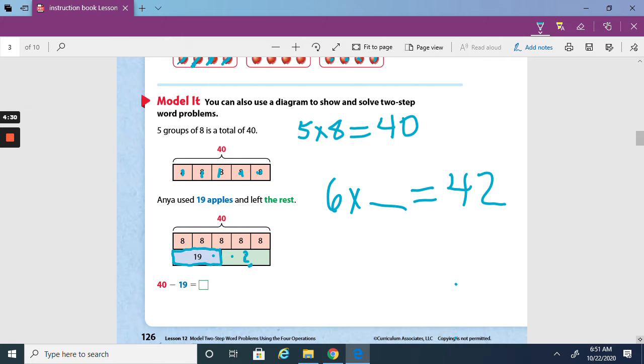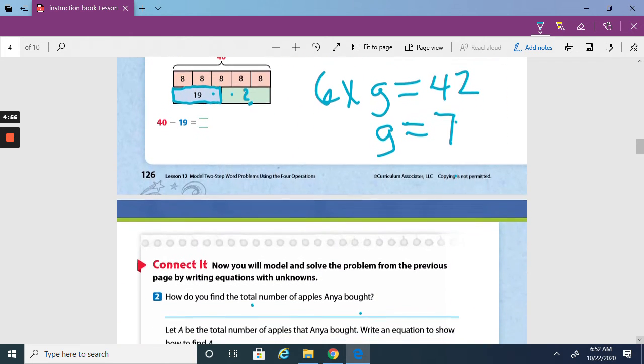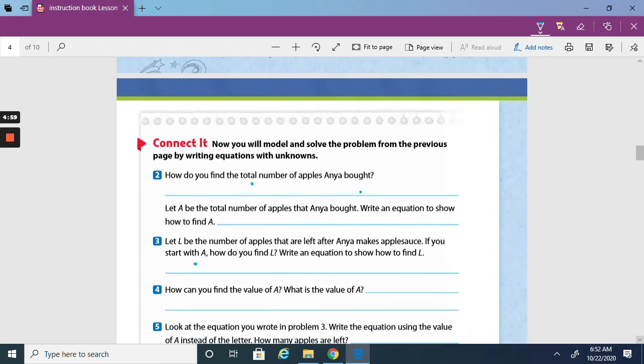I could use a letter, 6 times G equals 42. And all this means is 6 times what number would give me 42? Well, I know that 6 times 7 equals 42, so G must be equal to 7. Let's look on page 127.